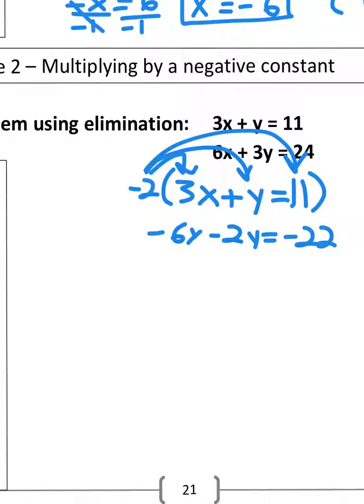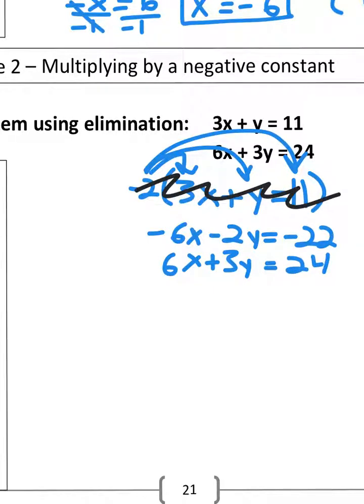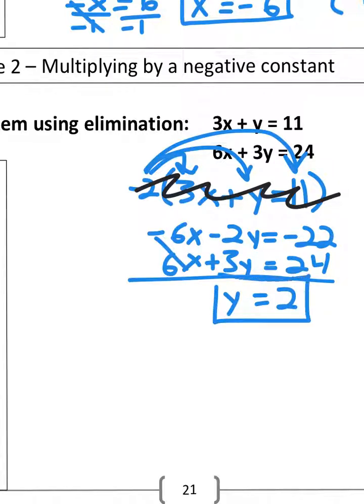I bring down my second equation, 6x plus 3y equals 24. Get rid of this one so we're not confused. And now I'm going to eliminate. So negative 6x, positive 6x cancels out. I've got a negative 2y plus 3y, which equals y. And negative 22 plus 24 equals positive 2. So right away, I get to my isolated variable, y equals 2.